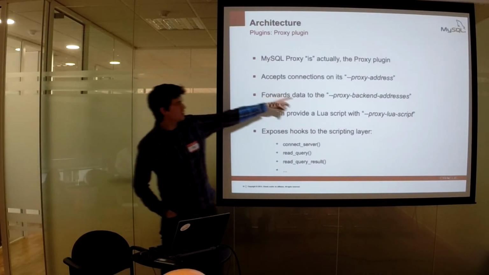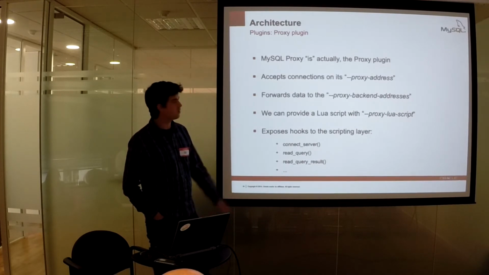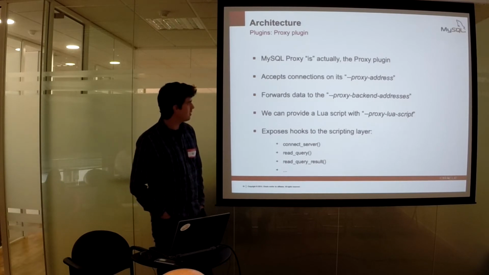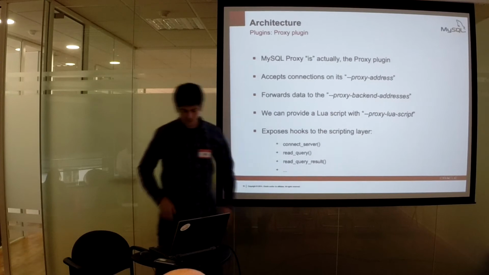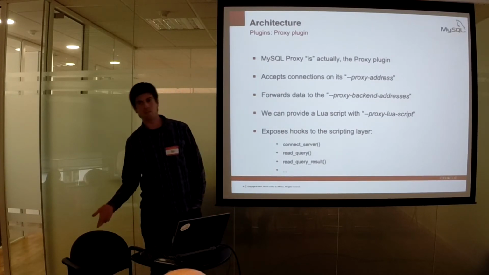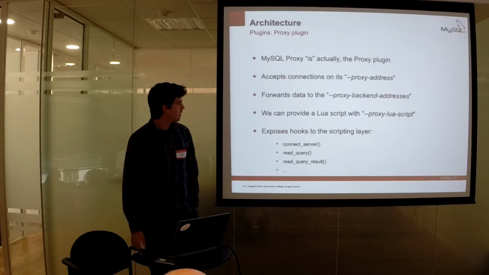So it accepts connections on the proxy address. I just choose the IP address I want, the port I want, and it accepts connections from the client side. It forwards the data to the backend addresses. I can set how many I want. I can set read and write backends, or just read only backends.